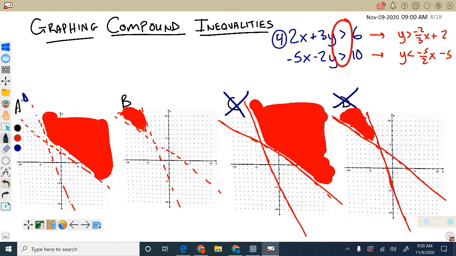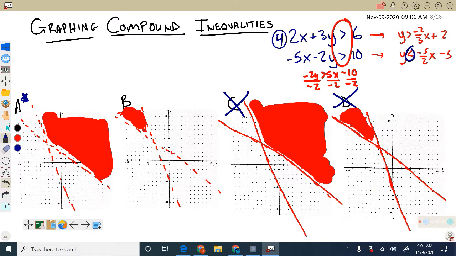So it would look like letter A is the correct answer because I'm shading above both this dotted line and that dotted line. However, got to pay attention, when you would solve to get y by itself, you would have to be dividing by a negative here in this second problem. You would have added 5x, so negative 2y is greater than positive 5x minus 10, but then you would have divided by negative 2, meaning that the sign is going to flip from a greater than sign now to a less than sign.